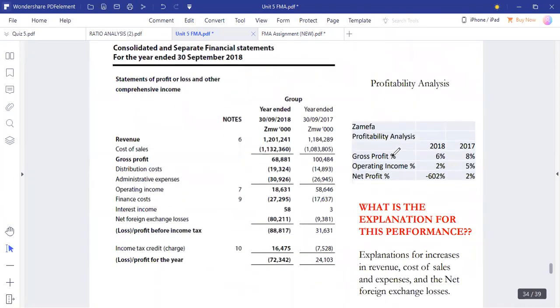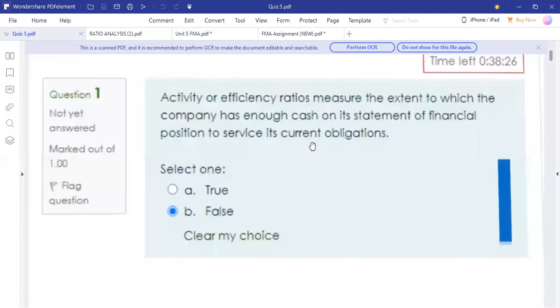So we've been given an example, which I'll not look at because it pertains to the financial statement that you were given as an assignment.